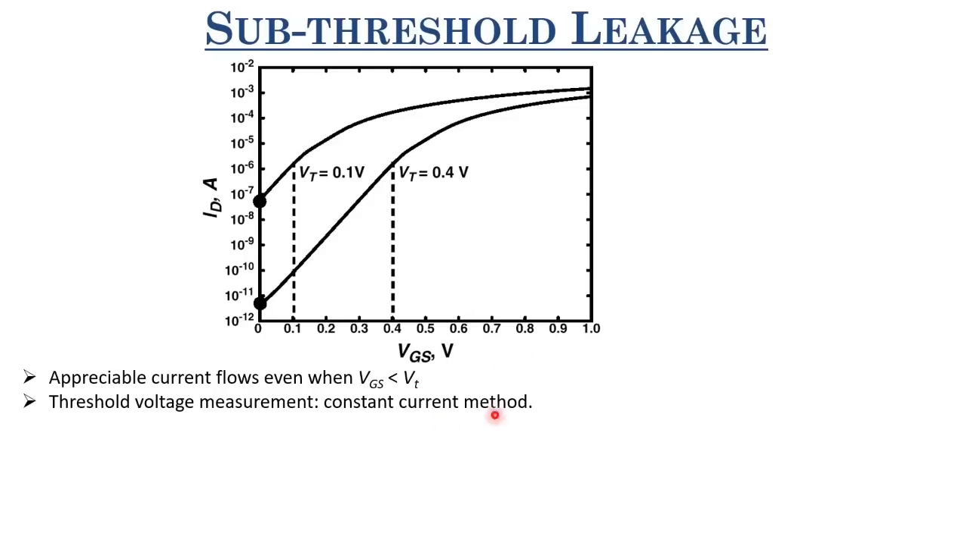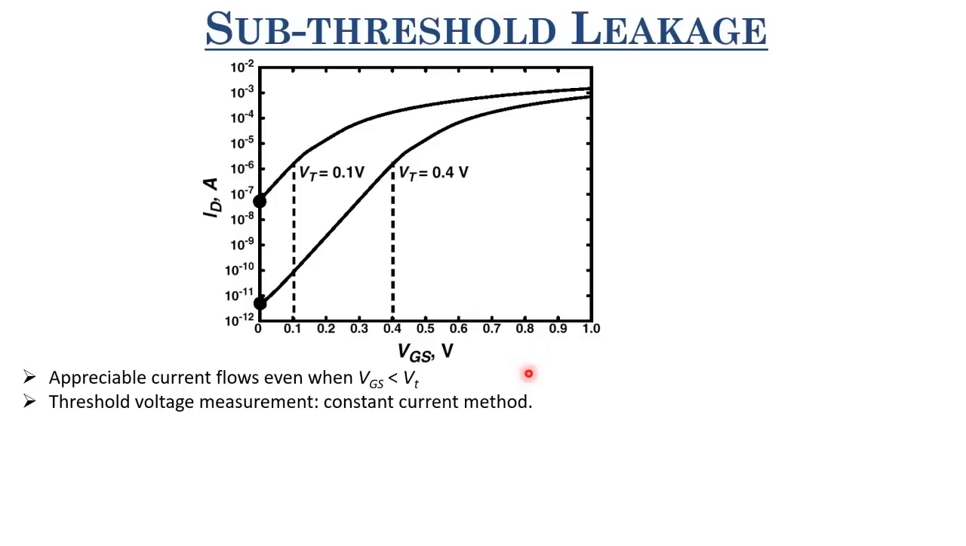The most common way of doing it in the industry is a constant current method. They just say that 10 to the power minus 7 amps times W by L, the gate voltage at which this current is reached, is your threshold voltage. So for this W by L ratio, here W by L is 10, so 10 to the power minus 7 times W by L is 10 to the power minus 6. The moment the current reaches 10 to the power minus 6, you get the threshold voltage. This is how people in industry measure the threshold voltage.